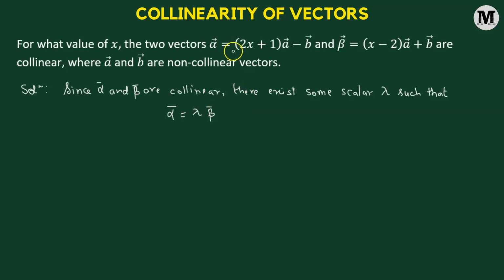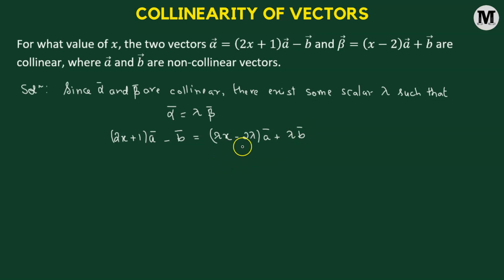Fine. Now what we'll do? We'll substitute the value of alpha vector with its value. So we have (2x plus 1) multiplied by a vector minus b vector. So that's alpha vector. This will be equal to lambda times beta vector. So we have lambda multiplied by (x minus 2) to get lambda x minus 2 lambda. That will be multiplied with vector a, added to lambda times b vector.